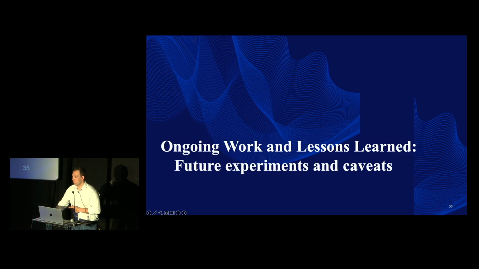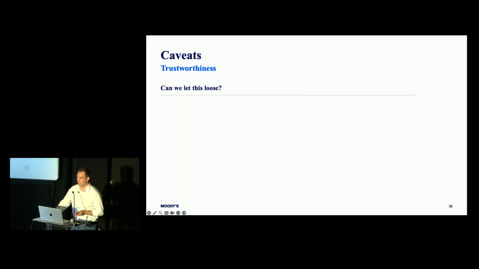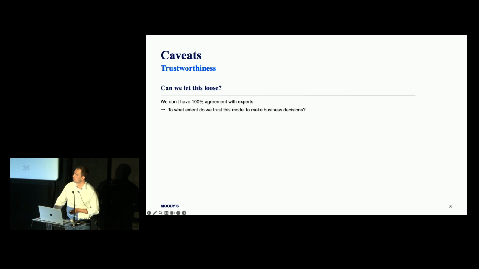So the part that's most exciting for me is where do we go from here? What things will we work on? What did we learn from this? What are some caveats to avoid? And the first one is, how trustworthy is this? As I alluded to earlier, we don't have 100% agreement with experts, but I also don't know if that's as much of an issue because the experts don't really agree with each other. But more importantly, can we trust this to make business decisions? And that's the reason why that box in our architecture is still yellow.